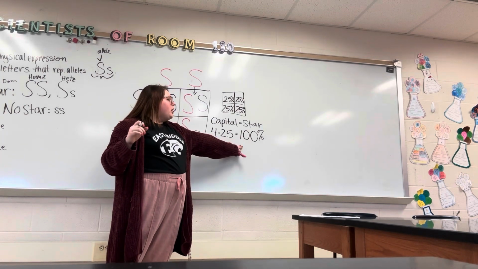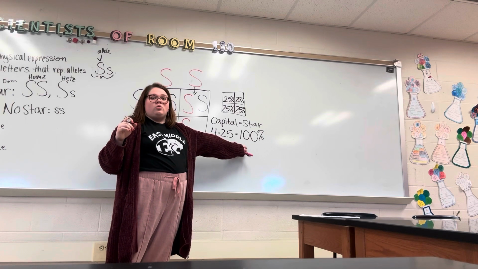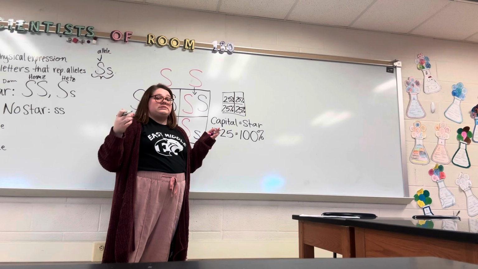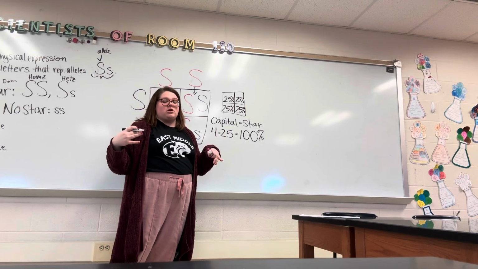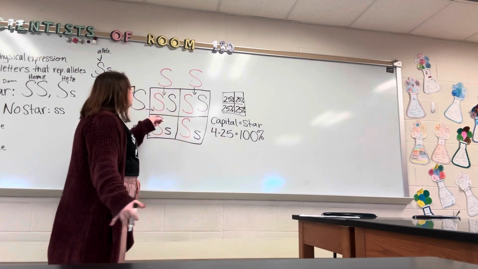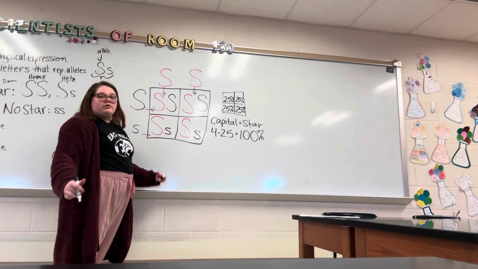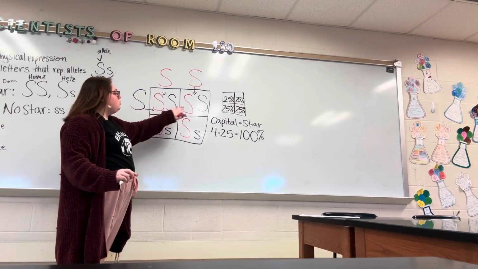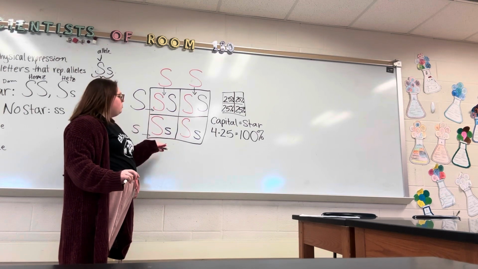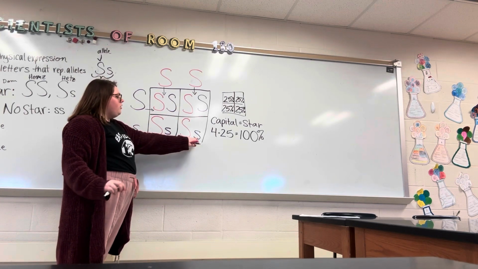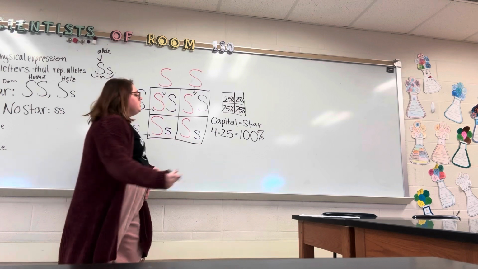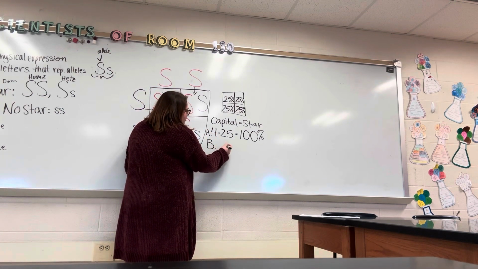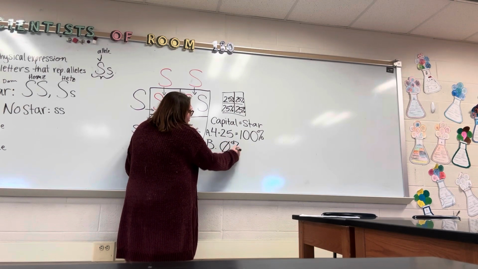And if we have 100% with a star, then we know that 0% are not going to have a star. But we're going to double check. Do any of these boxes have the recessive 2 little s's? First one, no. Second one, no. Third one, no. Fourth one, no. So, for question B, our answer is 0%.